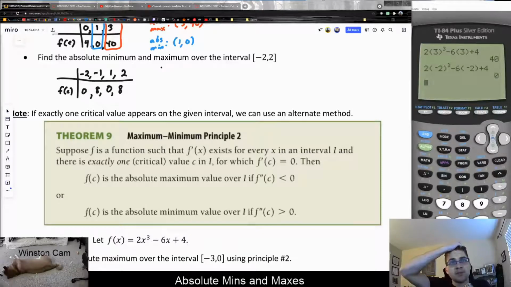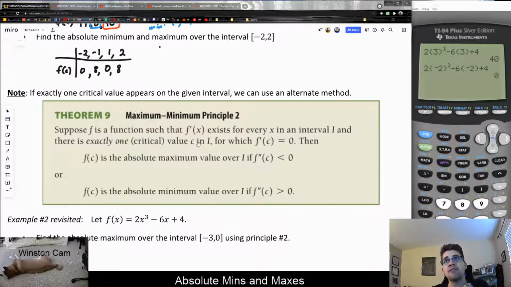Minimum maximum principle number 2 is very similar to minimum maximum principle number 1, but instead we're going to use the second derivative in order to classify the particular point. And it only works when there's one critical value in the interval, unlike previously. So it's a little bit more specific. So let's just go ahead and read it.